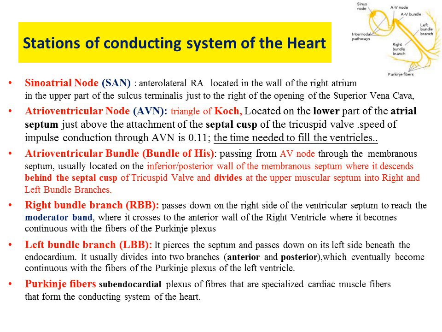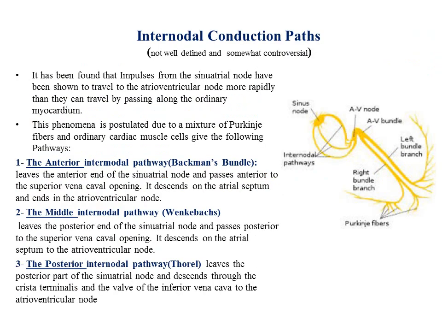For the Purkinje fibers, the last station or terminal part of the conducting system are the Purkinje fibers or the Purkinje plexus of fibers, and those are situated subendocardially. They are specialized cardiac muscle fibers that form the conducting system of the heart. This is the final stay for it, so as to make the contractility uniform.